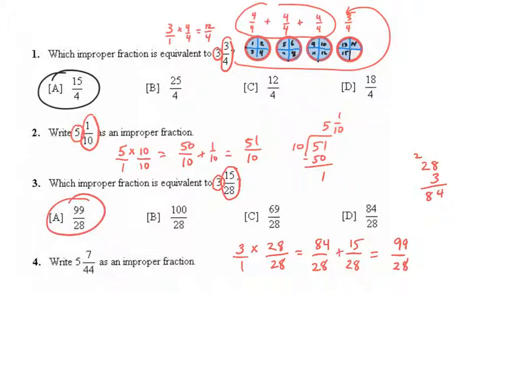In question 4, 5 7/44, in the 5 wholes there are 44/44 in each whole. So I need to do 44 times 5 to find out how many there are in 5 wholes. That's 220/44 in 5 wholes, plus the 7/44 in the fraction. Altogether, that's 227/44.